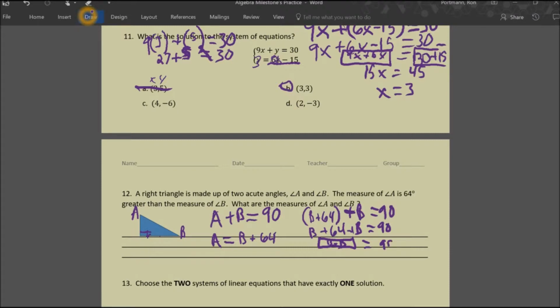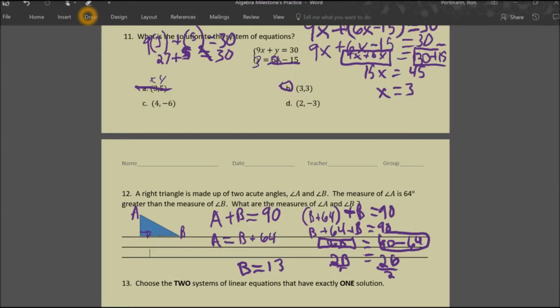90 minus 64. This, of course, gives us 2b. 90 minus 64 is going to be, what, 26? Yeah? Divide both sides by 2, and you get b is equal to 13.